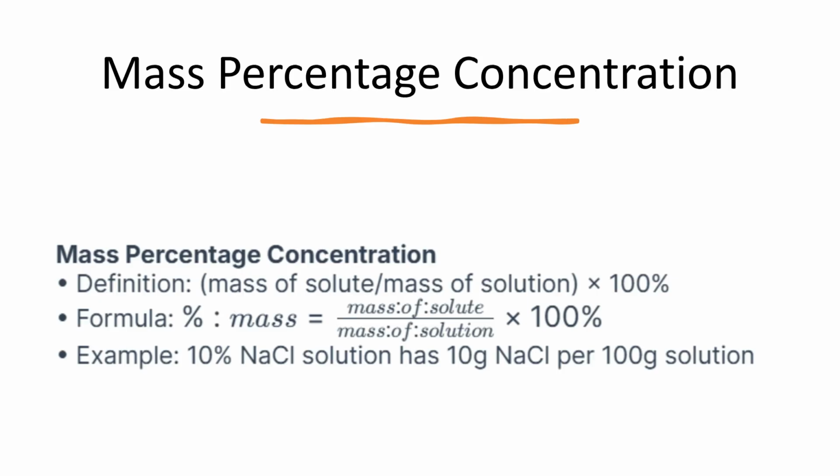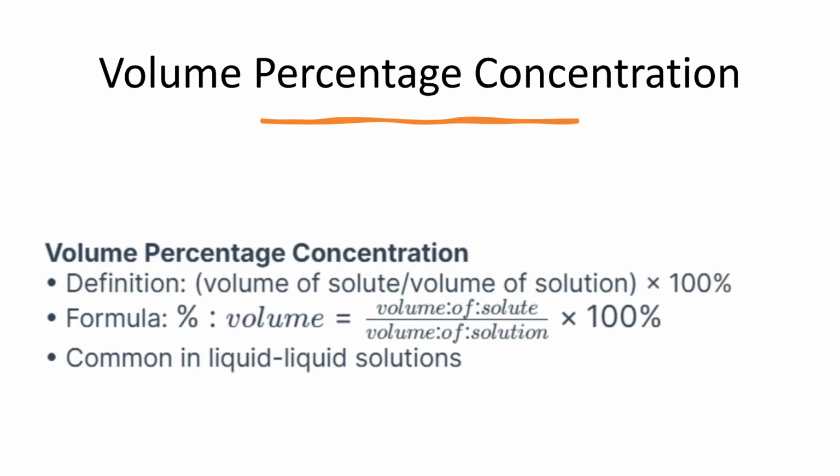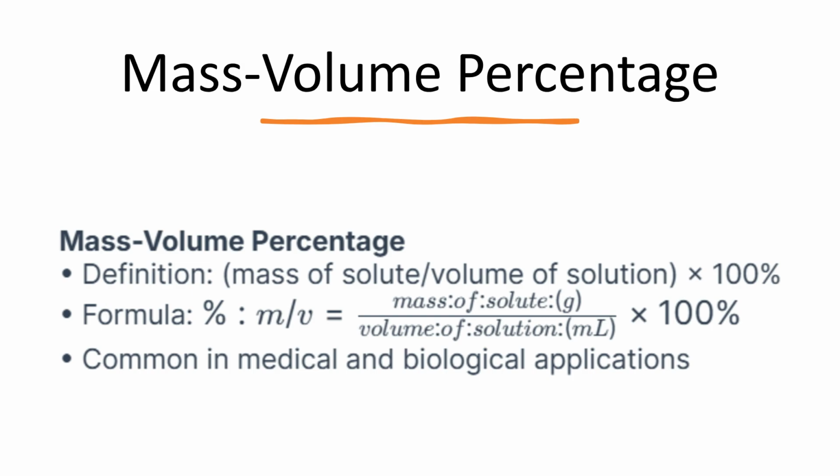Mass percentage concentration expresses the mass of the solute as a percentage of the total mass of the solution. Volume percentage concentration expresses the volume of the solute as a percentage of the total volume of the solution. Mass volume percentage combines units, expressing the mass of solute per volume of solution as a percentage.